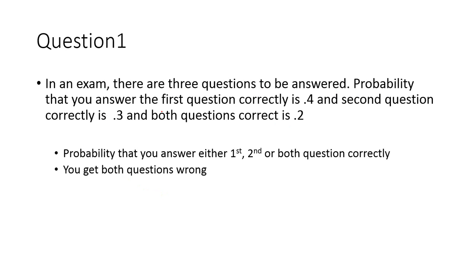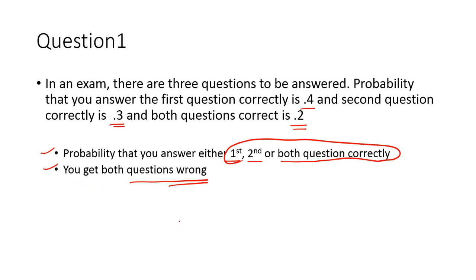Probability that you answer the first question correctly is 0.4. The second question correctly is 0.3, and both questions correctly is 0.2. There are two sub questions to these questions. What is the probability that you answer either first question, second question, or both questions correctly? And the second sub question is, what is the probability that you get both questions wrong?